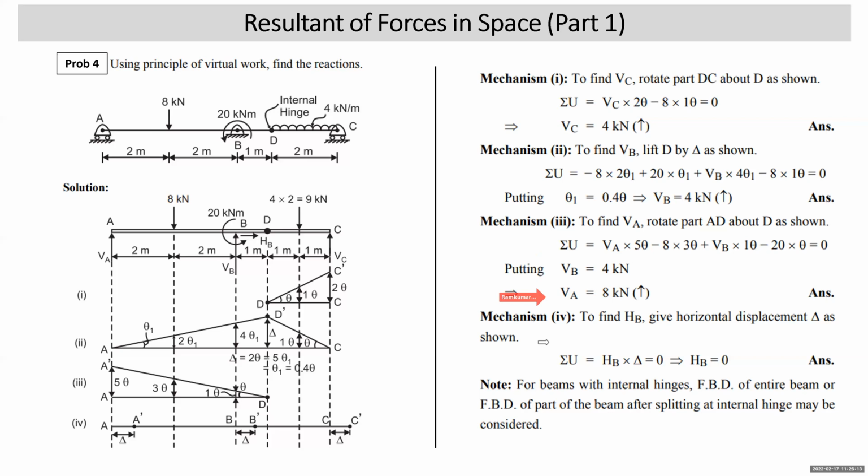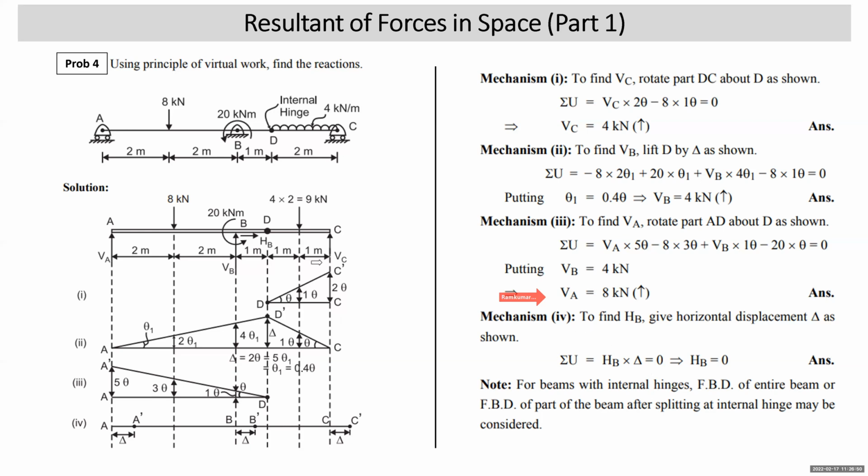Right? From mechanism 1, you got VC. Mechanism 2, you got VB. And mechanism 3, you got VA. What is still left out? HB. HB is the horizontal reaction. So you should give the virtual displacement to the entire beam by delta towards right, so that all points will have the virtual displacement of delta towards right. Let's apply principle of virtual work on mechanism 4. Only horizontal forces are to be considered. There is only one horizontal force on the FBD, that is HB. So HB into delta equals 0. So of course HB will be 0.